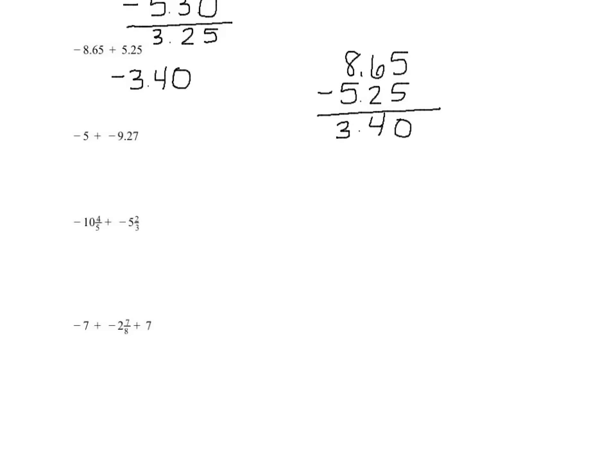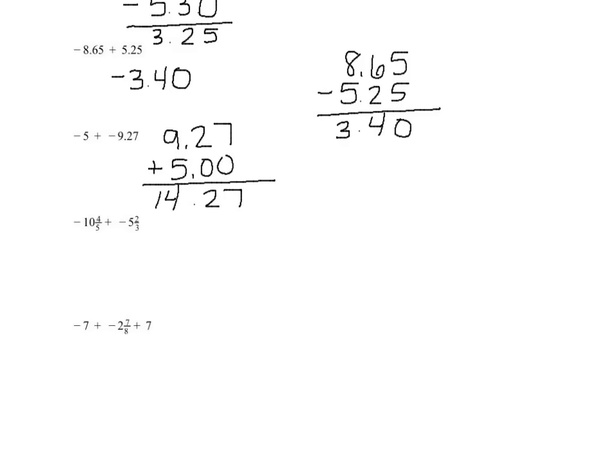All right, the next one, we have two negatives. So think about having two groups of red chips. Because they would match, we can add like normal. Here I'm going to use the commutative property, and I'm going to put 9.27 on top, and I'm going to put the 5 on the bottom, remembering that it's 5.00. So 7, 2, decimal point comes straight down.